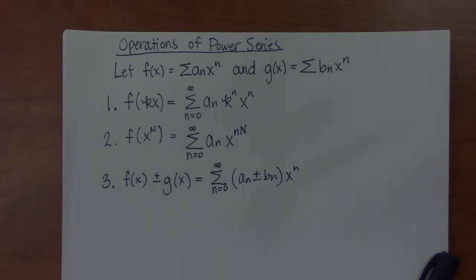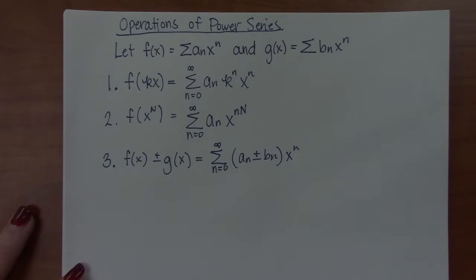Notice here, these are the only three operations. Notice there is no operation for multiplying series together. And we're going to actually talk about that. We'll do an example at the end of how you get around that. Sometimes you can do it directly, and sometimes we have to use a tricky substitution.